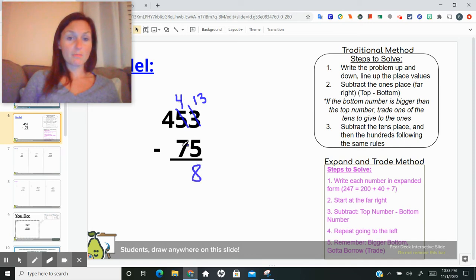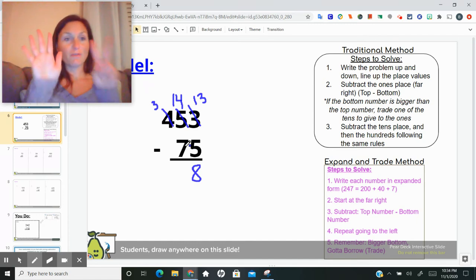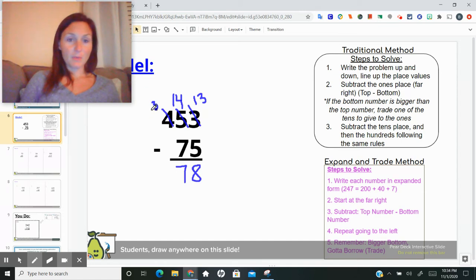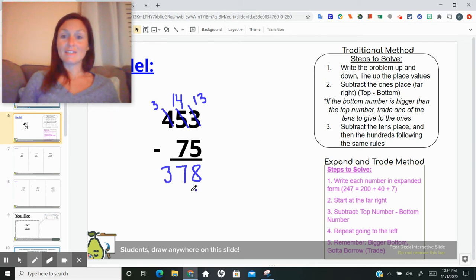Okay, so now 4 minus 7. I have 4. Can I take away 7? No, if I have 4, I can only take away 4. 7's too big. So I need to borrow from my neighbor again. So I'm going to take 1 and then add 10. 10 plus 4 is 14. So now 14 minus 7. 7, 8, 9, 10, 11, 12, 13, 14. Right, so my answer is 7. And then 3 minus nothing is going to still be 3. Alright, so my answer is 378.